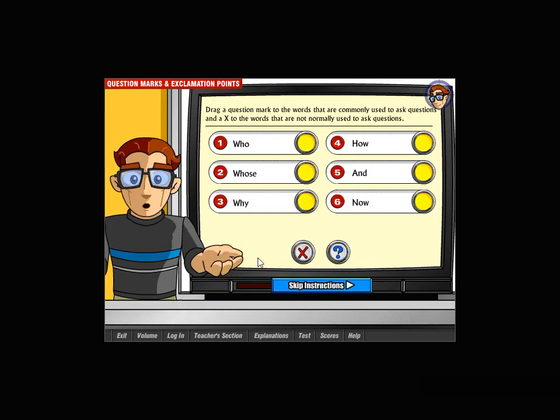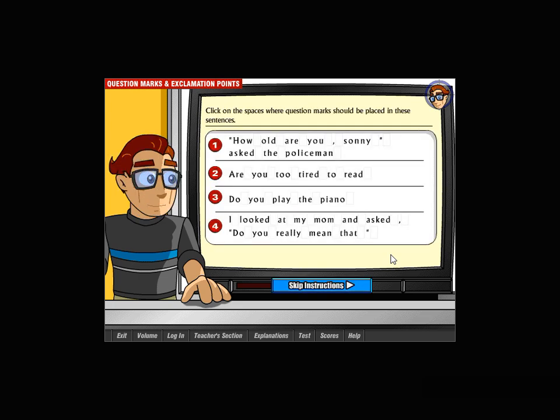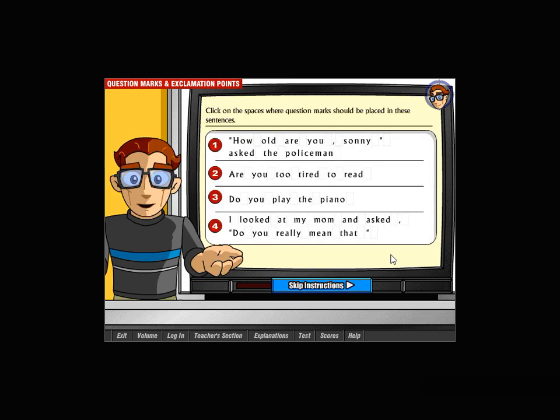So, here's the first exercise. Drag the question mark to the words commonly used to ask questions, and the X to the words that are not. When you've finished, click Done. OK, thank you. Now, try this exercise. Put in the question marks by clicking in the correct places. When you've finished, click Done.